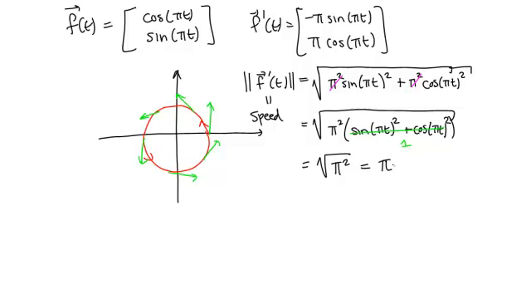So what that tells me is that this particular curve moves around the origin at a fixed speed. It neither speeds up nor slows down. Nevertheless, it does have an acceleration, though.